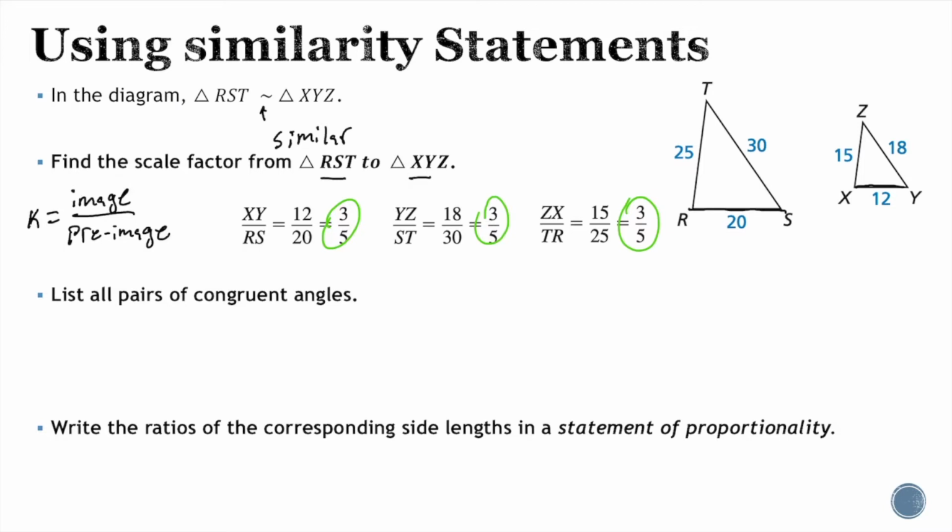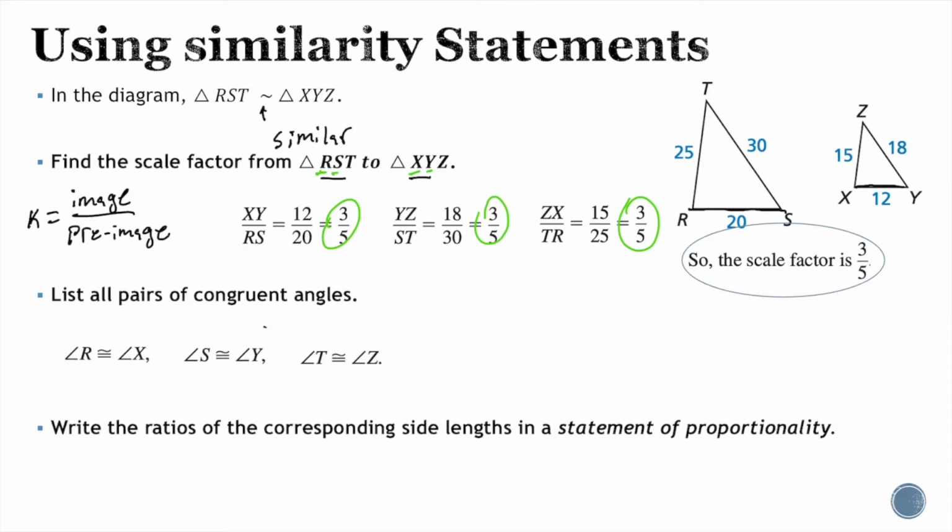Now, time to list all pairs of congruent angles. And we see that angle R is congruent to angle X. Angle S is congruent to angle Y. And angle T is congruent to angle Z.